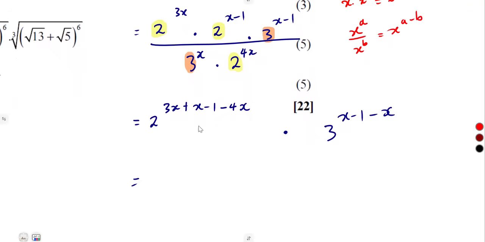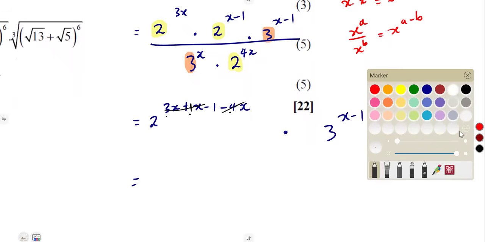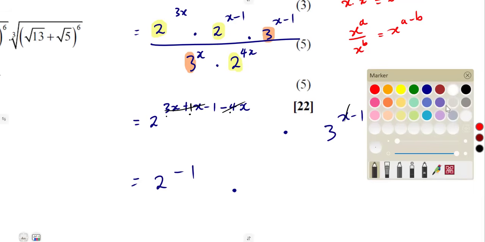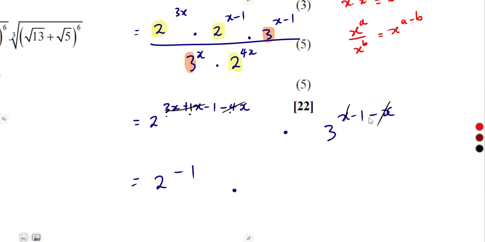So simplify here, guys. This is 1, 3 plus 1, that's 4. 4 minus 4, that's a 0. So the x was going to cancel, and you remain with a negative 1. So that's 2 to the exponent of negative 1. Then x minus x, this is going to cancel. So you're going to remain with what? 3 to the exponent of negative 1.